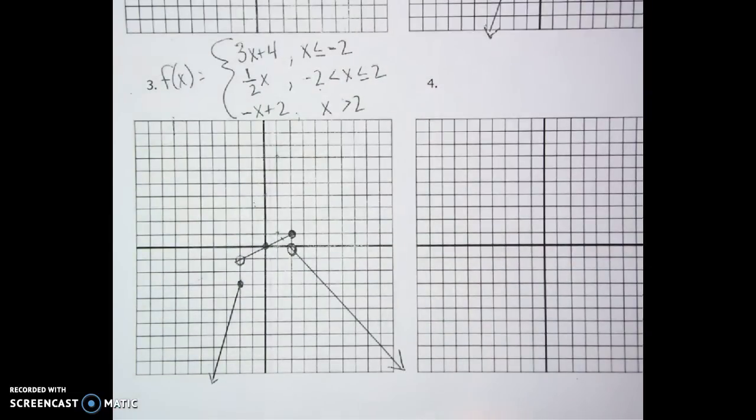Okay, and that is your graph for number 3. Okay, next one is 3 of them.